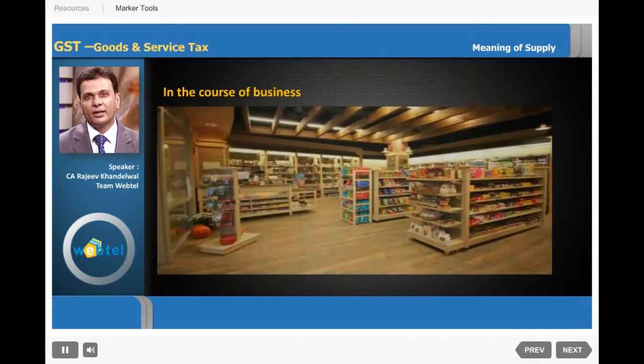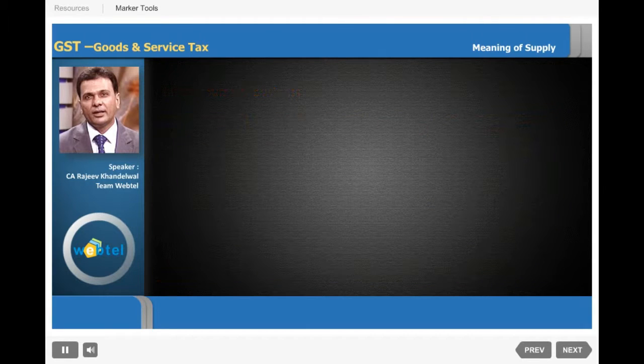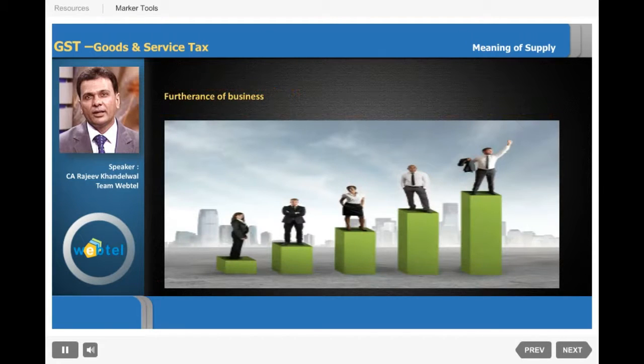And supply has to be in the course of business. Routine buying, selling is there. So it is to be in the course of business, then it will be a supply. Or also in the case of furtherance of business, even if you are making some supplies with consideration for furtherance of business. When you go to some department store and something is being offered to you at a concessional rate, it may not be in the course of business. Some new product has been launched, it is for furtherance of the business, even that will be considered as supply. So please see what all items are being included in supply.